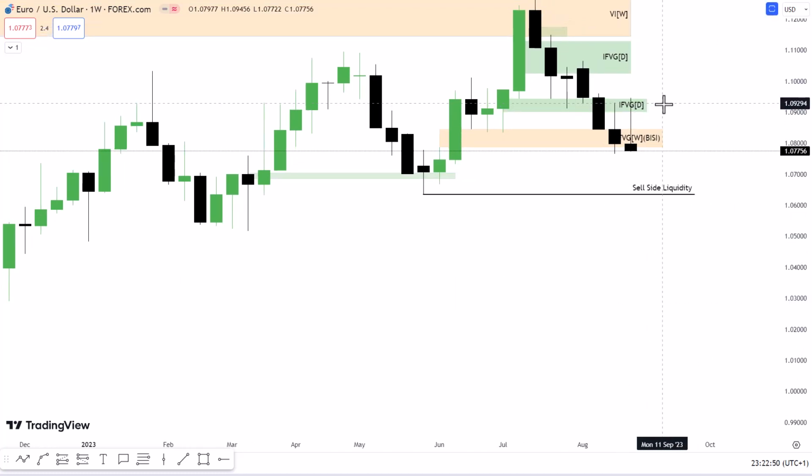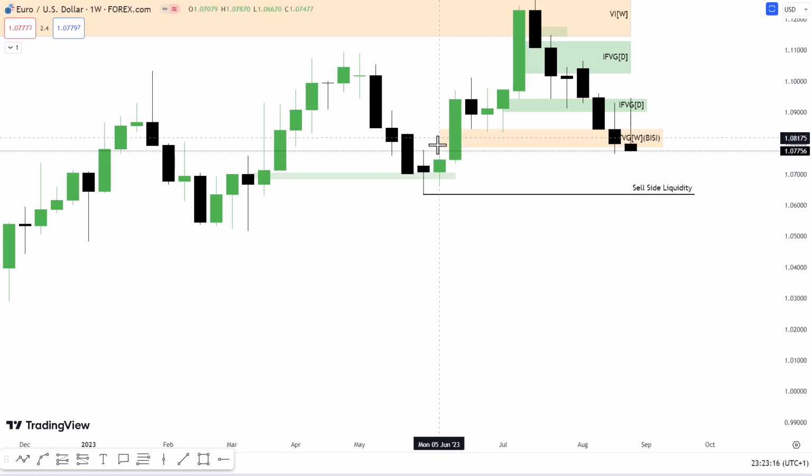Remember, when we have a fair value gap, we'll talk about this price action when we go on our daily time frame, but generally we have closed below this fair value gap on our weekly time frame. Yes, a fair value gap, I repeat, I'll always say this for some of you who are watching my channel for the first time.